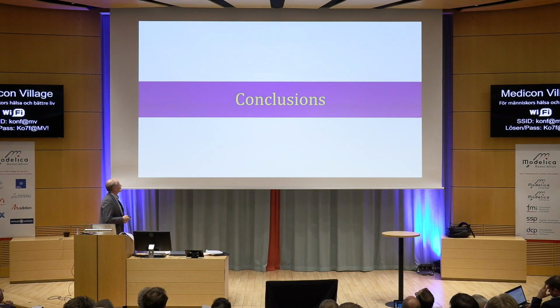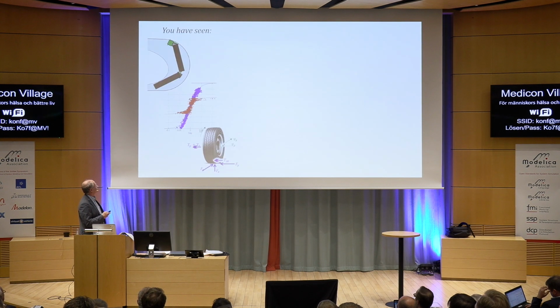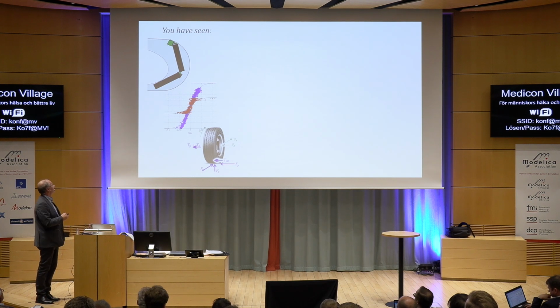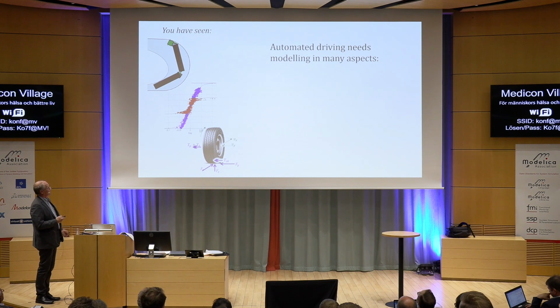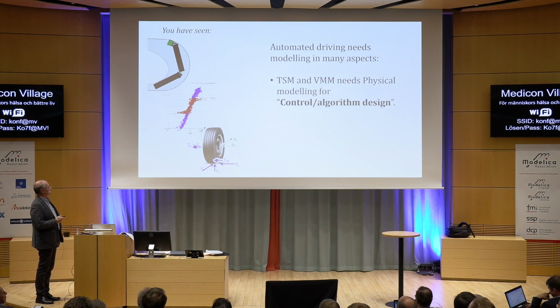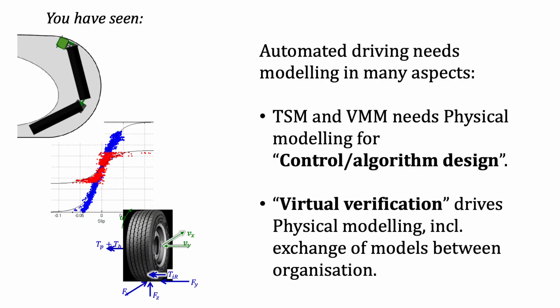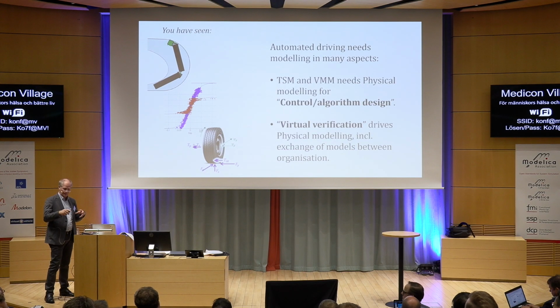I think that was all from my side. I just have I think 1 or 2 slides. Yeah, you have seen this is Peter's long combination, Mats' friction estimation, and the wheel model. And definitely automated driving needs modeling in many aspects. Traffic situation management, vehicle motion control needs physical models. Virtual verification drives that we really need physical models. And it also includes exchange of models because we need to do co-simulation.